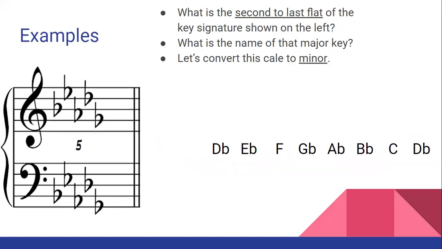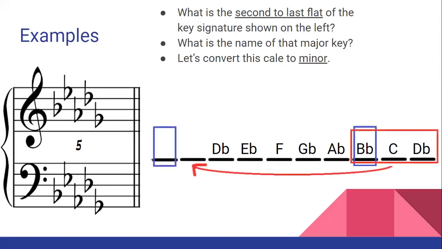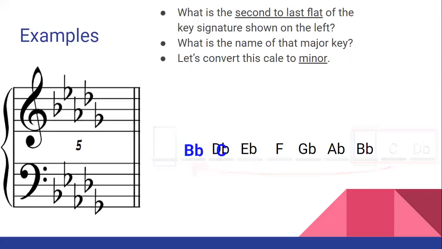Let's add a lot more flats to make this more fun. The second to last flat here is D flat. So it is our D flat major scale. We need to convert it to minor. Go down 2 notes from D flat to get B flat. We'll move B flat to the beginning of our scale. And this is the new spelling of your B flat minor scale.